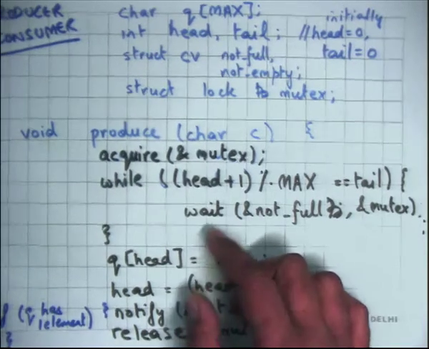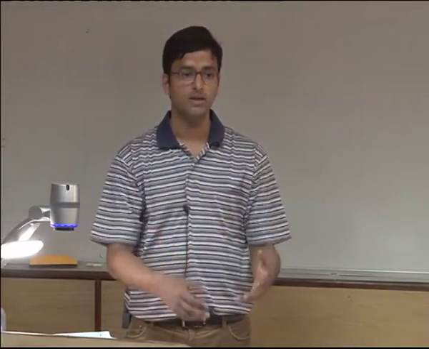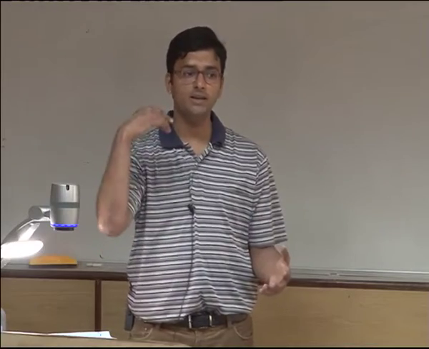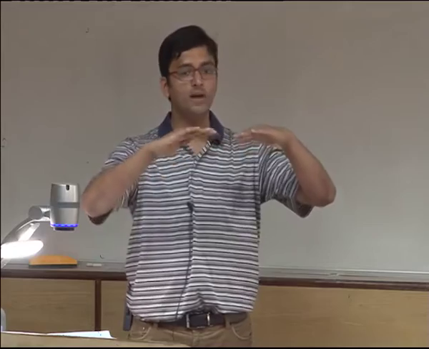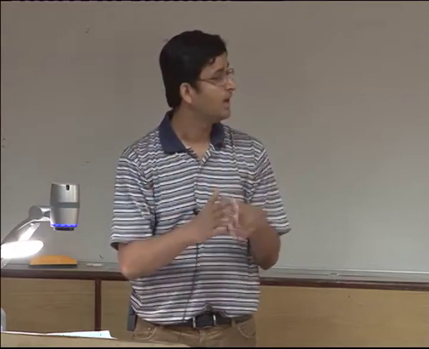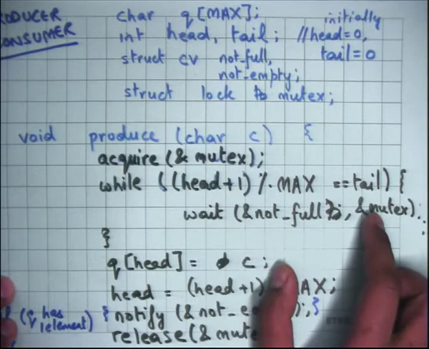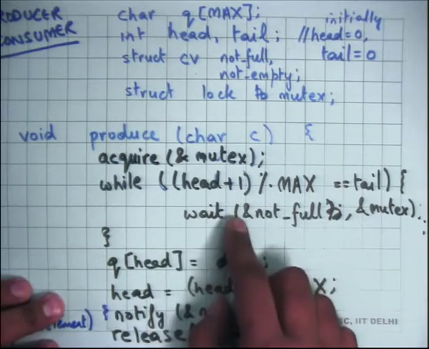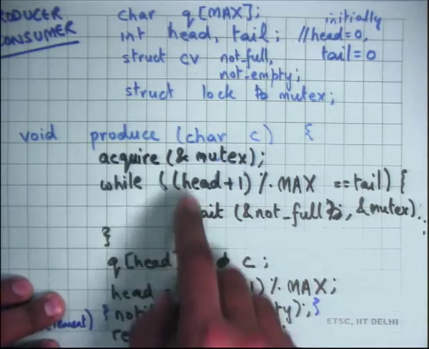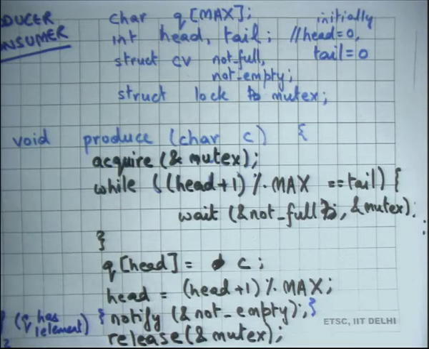How can it happen? Let's say there were two producers, both of them found the queue to be full, and both of them start waiting. Now one consumer comes along and consumes one element, and then he calls notify. Notify will have the effect of waking up both the producers, let's say. One of the producers will be able to get the mutex. The other producer will wait on the mutex. The producer who gets the mutex will check the condition, he'll find it false, he'll produce one element, but at this point he has made the queue full.